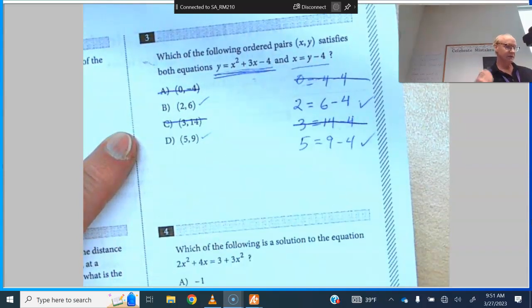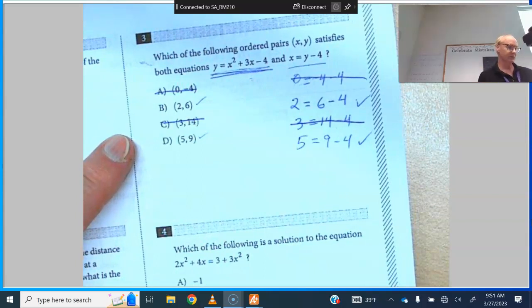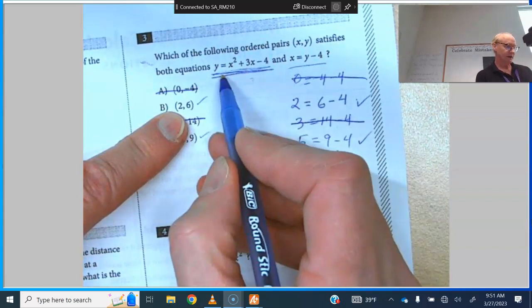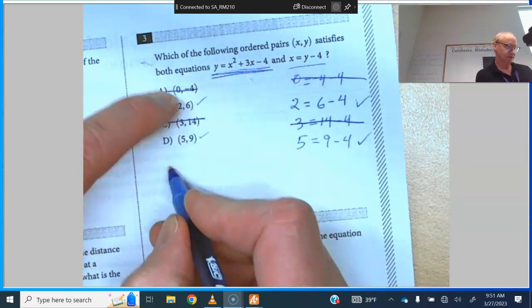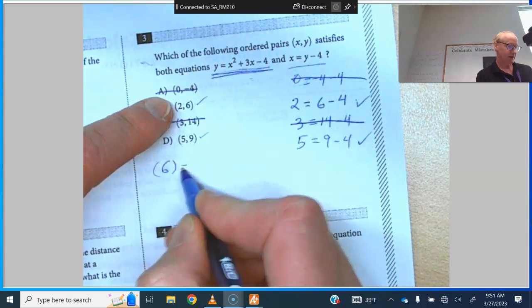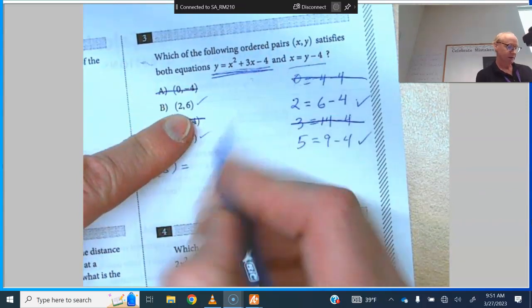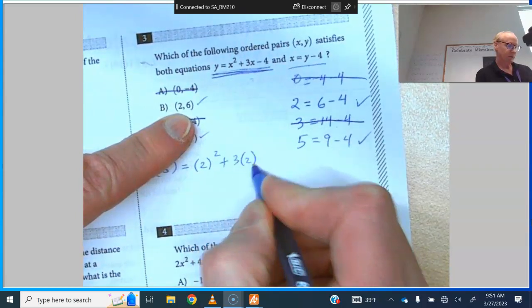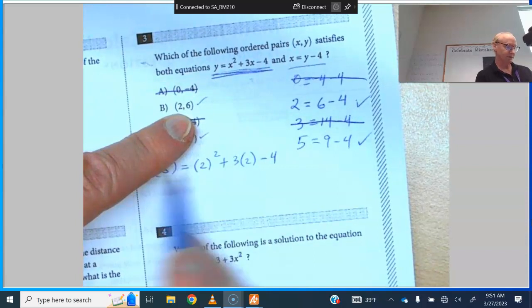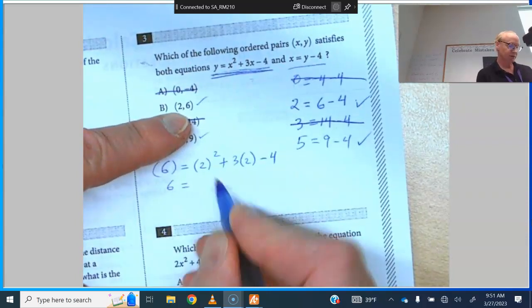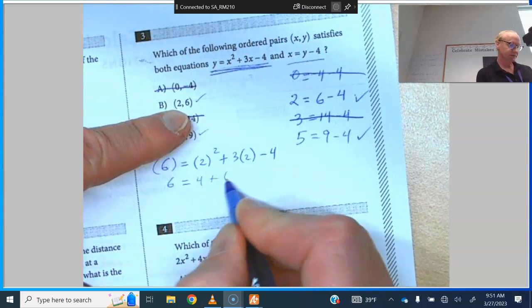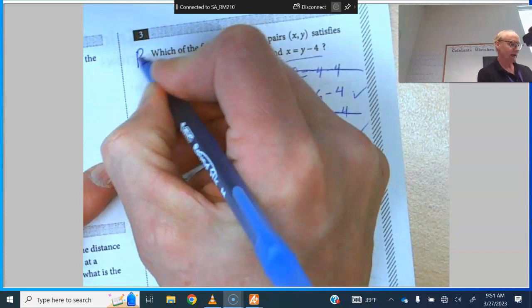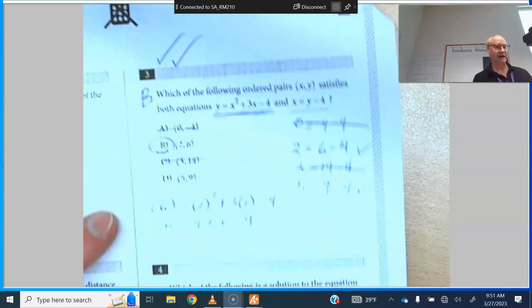Now, there's other ways to do this. You could do this a number of different ways, but I think this is the fastest and the most efficient. Now, this time you need to be careful. You need to put the y as the 6, and the x's go in both places. So I have 2 squared plus 3 times 2 minus 4. Let's see if this one works. I've got 6 equals 4 plus 6 minus 4. Looks like that's it. Looks like B might be the right answer, and I'm going to put 2 checks.